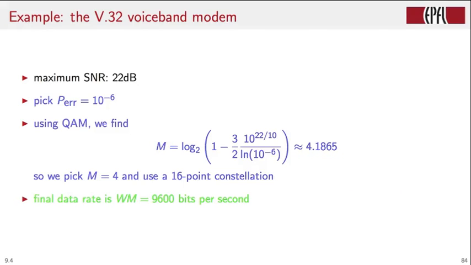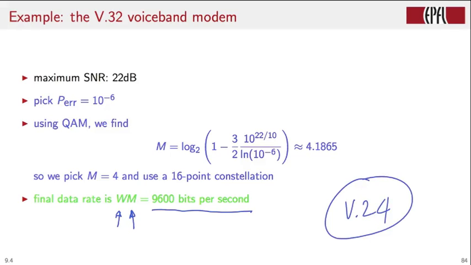The final data rate, remember, is the baud rate times the bits per symbol. The baud rate is equal to the bandwidth, so 2400, and so we have a total of 9600 bits per second. This is actually an operating mode of a modem standard called V.32 that was popular in the 90s and that is still sometimes used in fax machines.